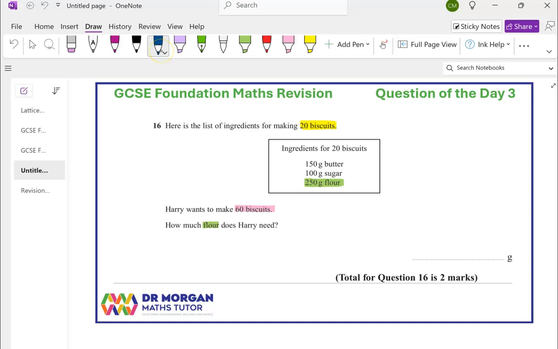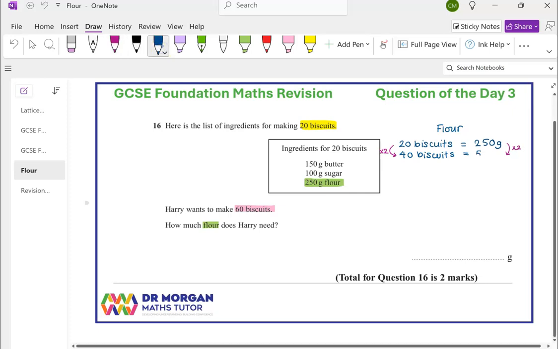So I think what I'm going to do is set up my little relationship over here, so that 20 biscuits is equal to 250 grams. And again, this is just the flour that I'm looking at. I like to build it up by doubling. This is proportional reasoning. I'm a massive fan of doubling, multiplying by 10, dividing by 10. Anything that's nice and easy that I can just quickly do in my head.